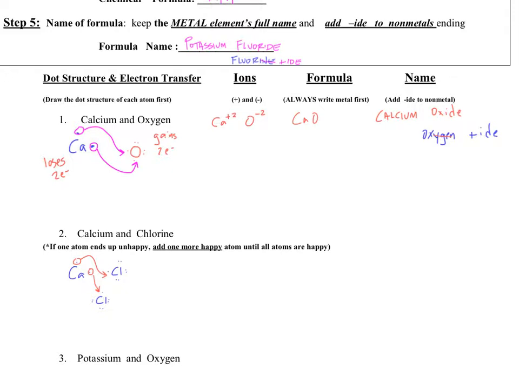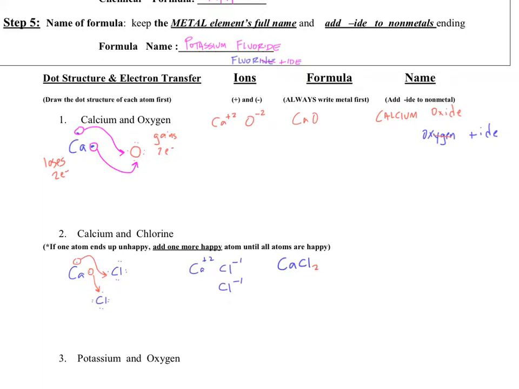I'm going to write the symbol for calcium. And calcium gave up 2 electrons, so it has a positive 2 charge. Now, in order to make calcium happy, it needed 2 chlorines. And each chlorine gained an electron, so they became negative. So in my formula, I would indicate the number of chlorines with a subscript. So there's 1 calcium and 2 chlorines. So the subscript on chlorine will be a 2.